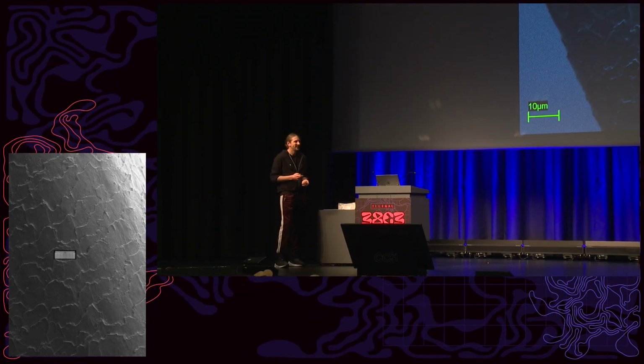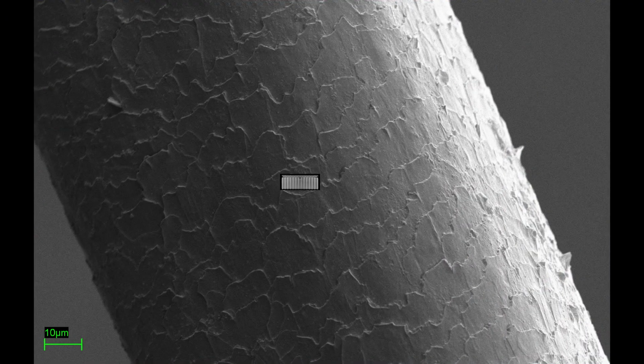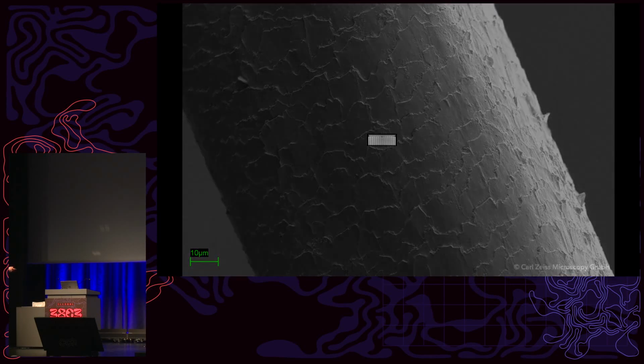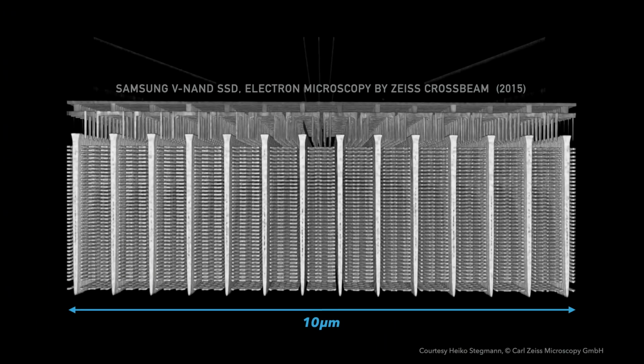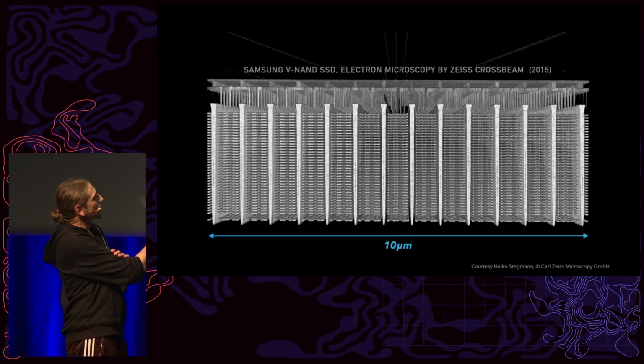Anyway, I wanted to remind everyone about the scale we are talking about when it comes to modern-day semiconductors. So this is a human hair. It's about 100 micrometers in diameter. This small section of about 10 micrometers is an SSD chip. It's not even the newest one.